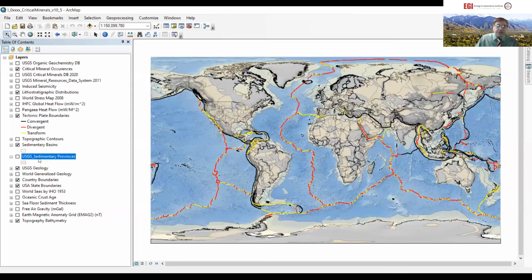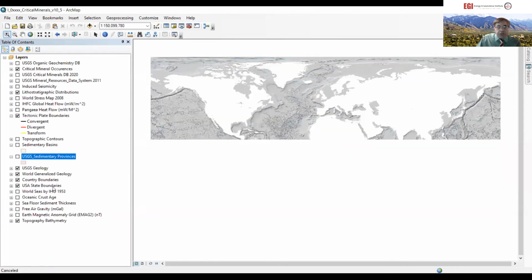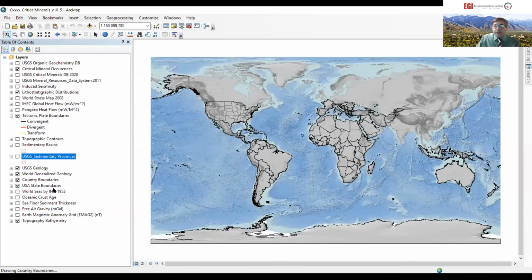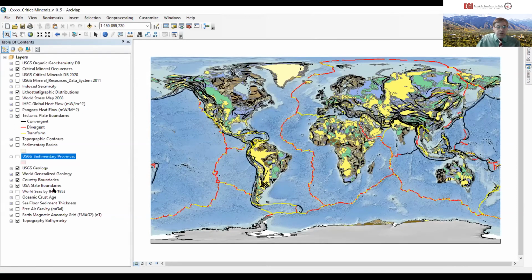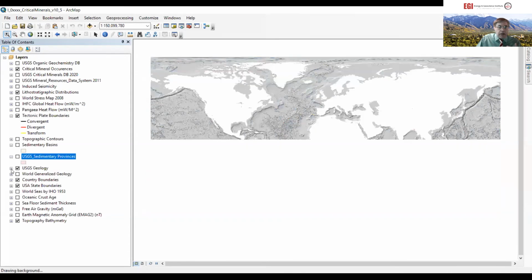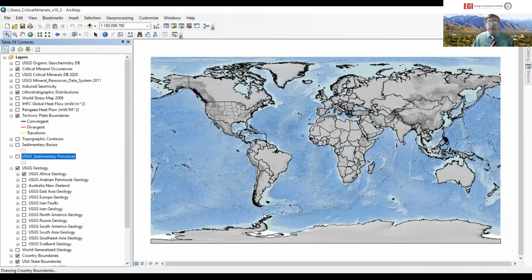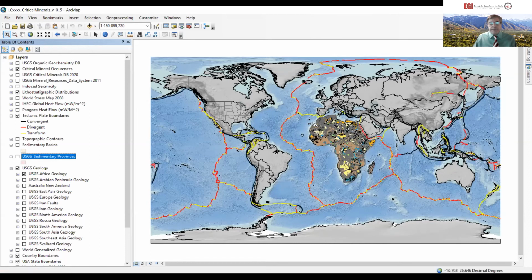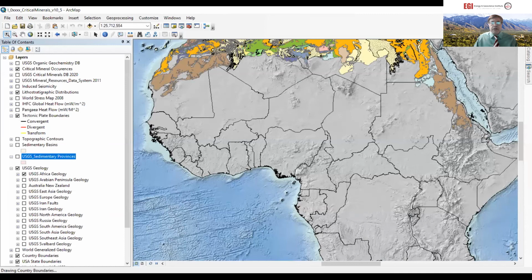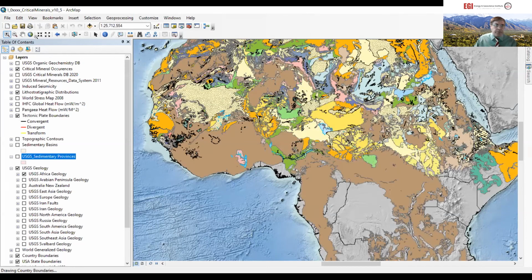We are using both USGS sedimentary mapping as well as Robertson Fugro's sedimentary maps, which is more commonly used. We have geological base maps showing the rock distributions for the entire world. This is a more generalized picture, but you also have more detailed geological maps, outcrop maps, so you can see the ages as well as rock types for various countries and continents. This is for Africa, for example.